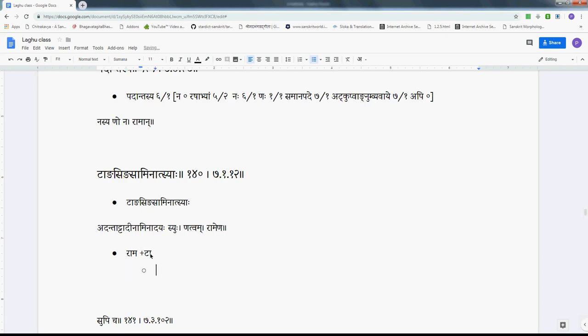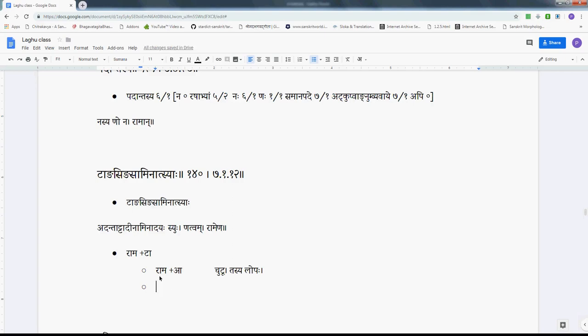how does the takara go, anyone? Takara, is it an it letter? And if it is an it, by what sutra will it go? Does anyone remember the sutra? Yes, Chutu. So by Chutu, this Rama plus ta will become Rama plus a. Tasya Lopaha, it is its letter.